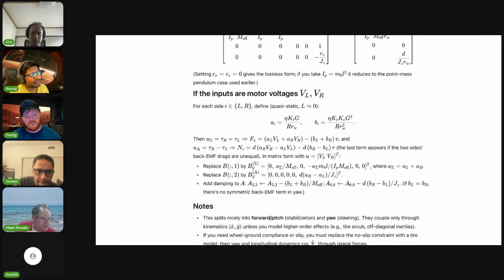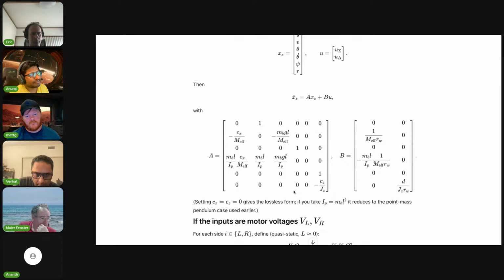There's a column of zeros. Yes, I'll have to look into that. That would normally mean there's something uncontrollable going on.